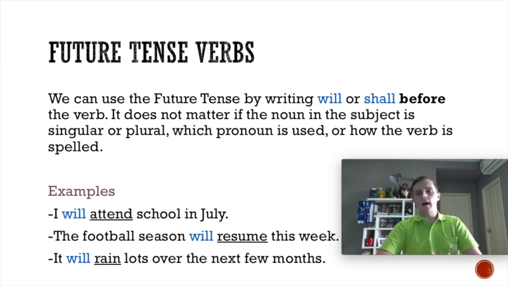We've learned about how in the present tense we need to look at if the noun is singular or plural or which pronoun we use. And we've learned that in both the present and the past tense, we might need to change a verb depending on how it's spelled. In the future tense, you don't need to worry about any of that. It's really easy to write in the future tense or to speak in the future tense. You just put the words will or shall before the verb, and we know it's going to happen at some point in the future. So we've got some examples.